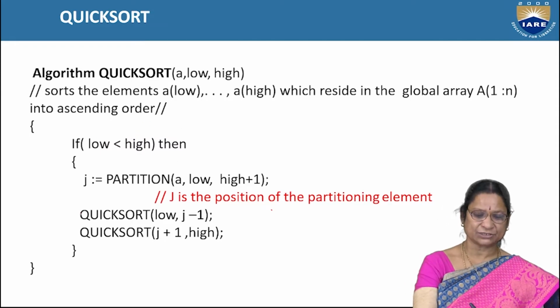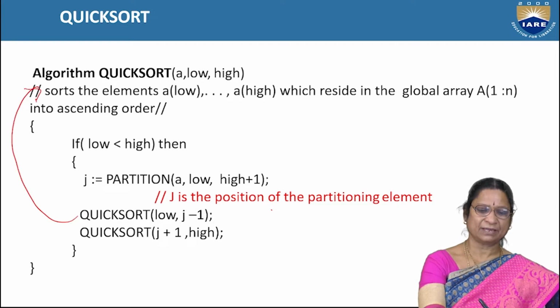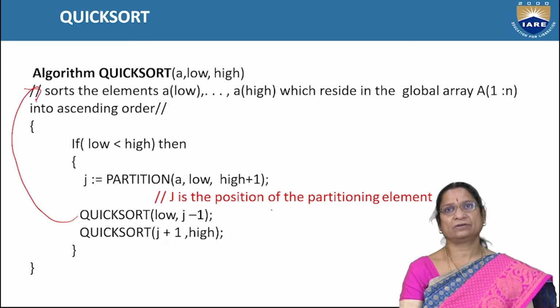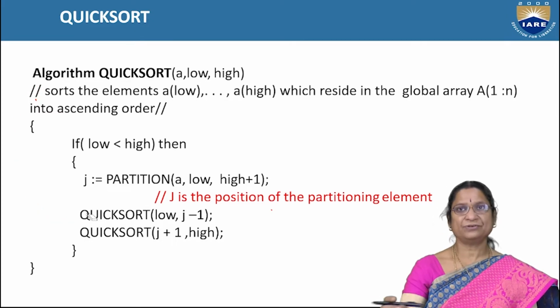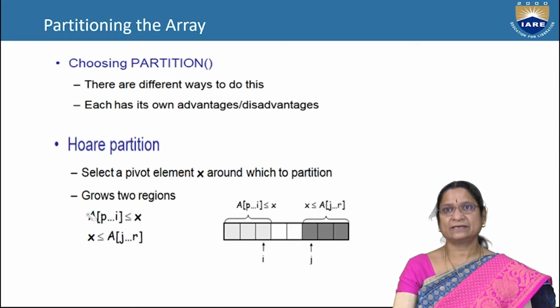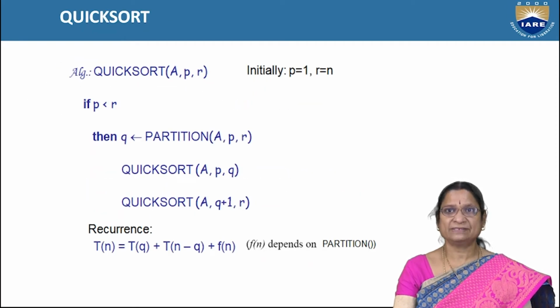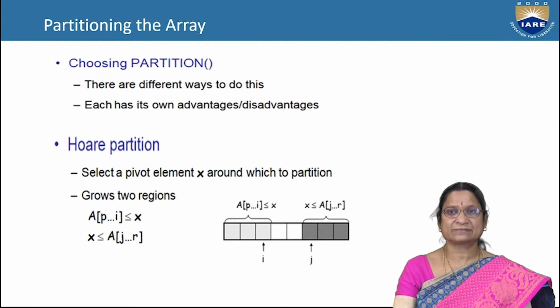Again, this is a recursion. Recursion means the same procedure is going to be called again by itself. That's why we have used a recurrence relation also here: T of n is equal to T of q plus T of n minus q.